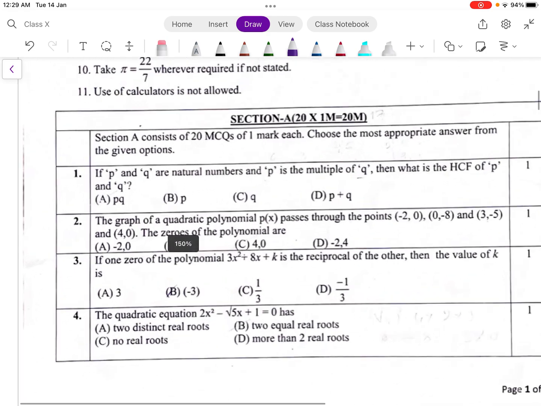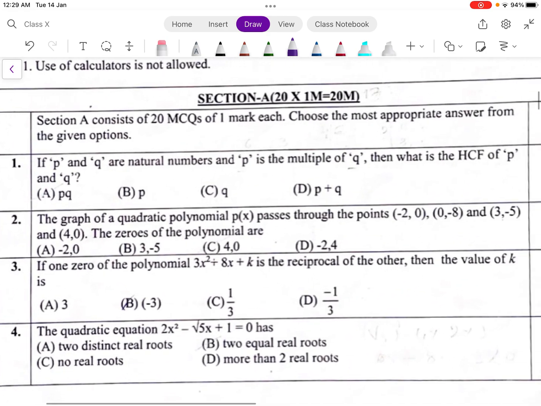The first question here says that if P and Q are natural numbers, P is the multiple of Q, then what is the HCF of P and Q? So here the question is that P is the multiple of Q, means whatever P we are going to choose, it will become the multiple of Q. So let us take one example.